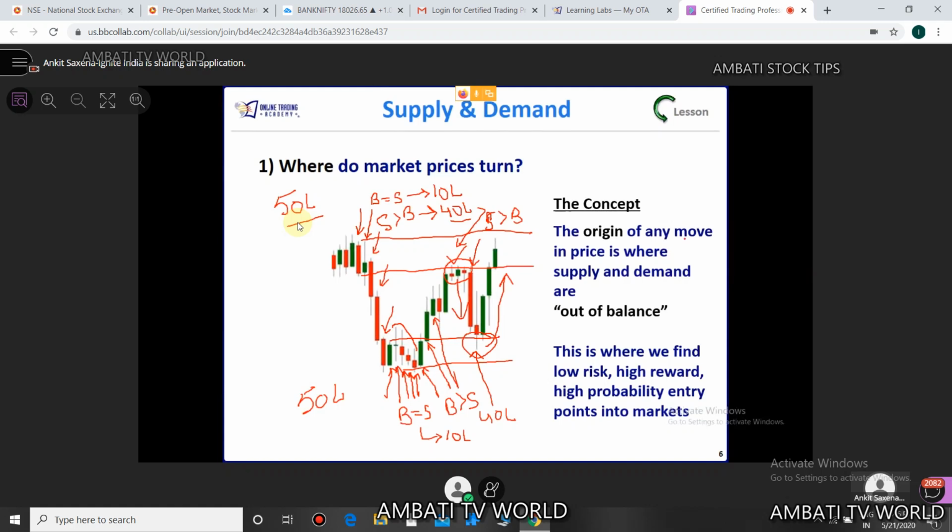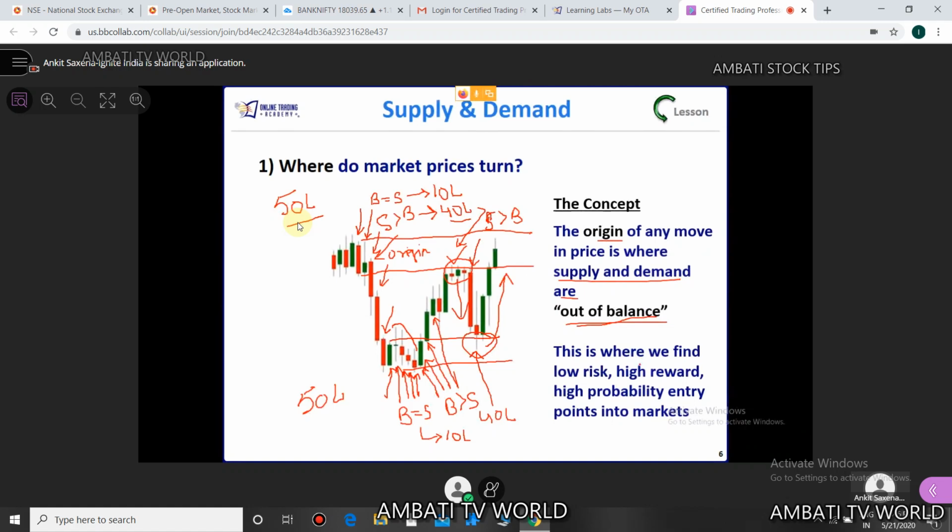Now, the origin of any move, the origin means this point. Origin means these two points. This is origin. The origin of any move in price is where supply and demand are out of balance. This is the origin from where the prices have actually dropped, and this is the origin from where the prices have actually come up.